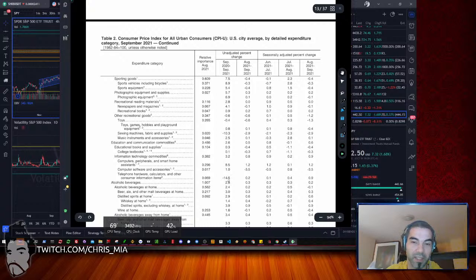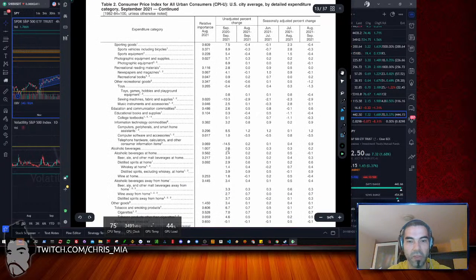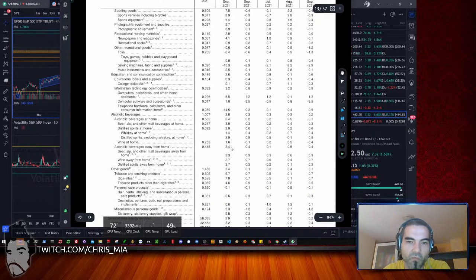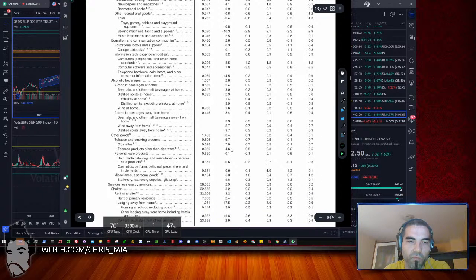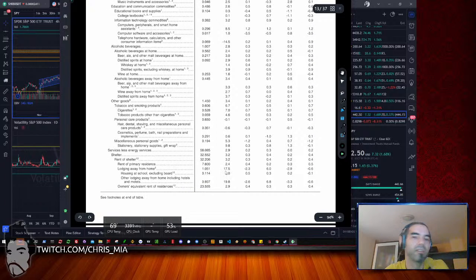Alcohol, I can't really comment on that. It could be another form of dealing with the issues in life. Some people do that, but maybe that's why, or it's easy to produce at a local standard. Tobacco products for sure going up. Lodging away from home. This is basically going to be hotels. Increase in hotel prices. Housing at school increasing. Motels, hotels increasing.